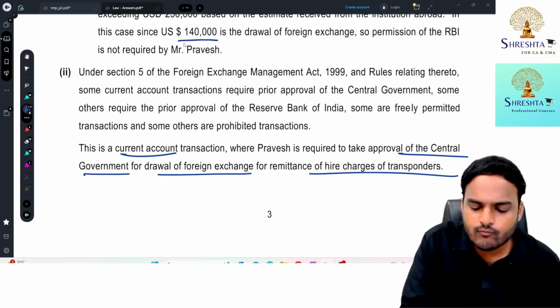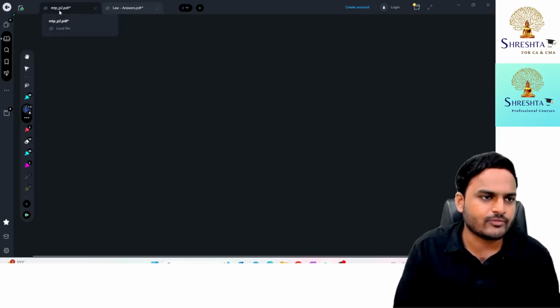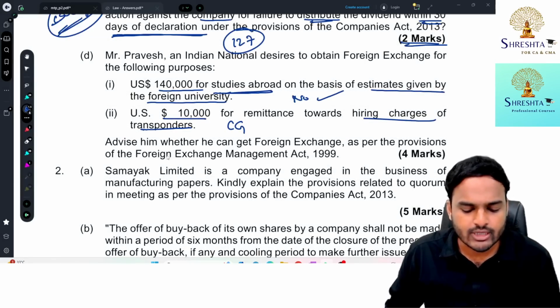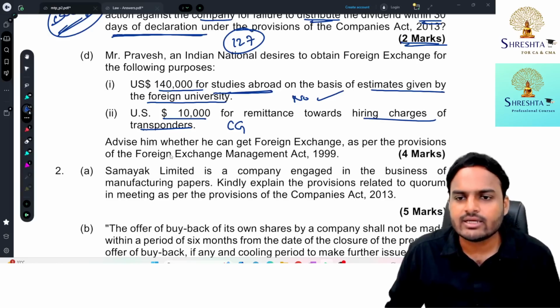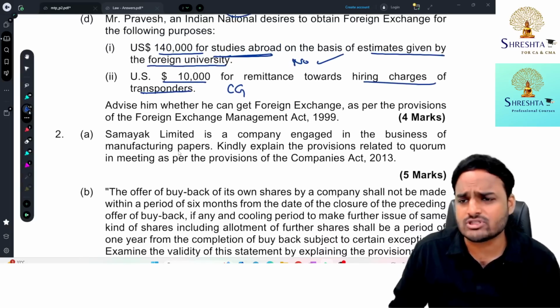In the above case, 1,40,000, since it is within the limits, RBI prior approval is not required. Both of them are current account transactions only, not capital account transactions. One falls under the RBI category, the other falls under the central government category. So 4 marks, simple question.